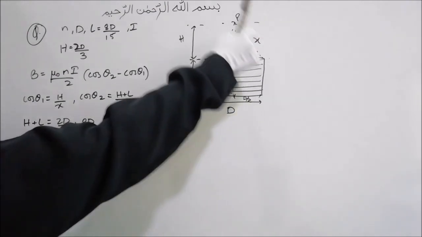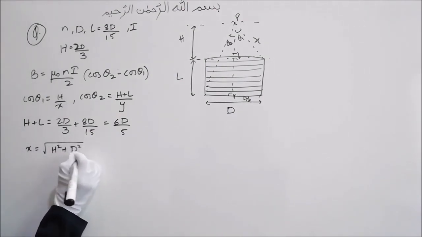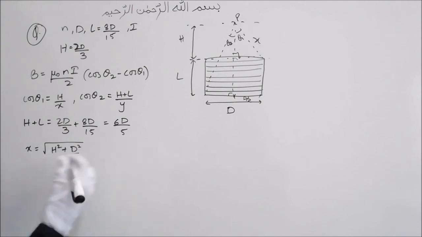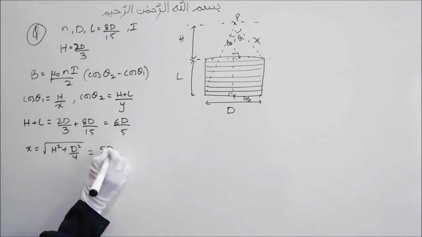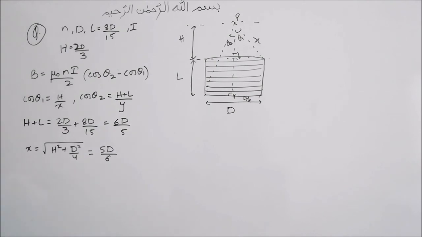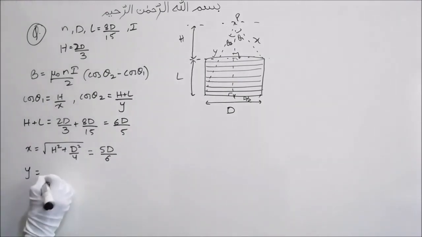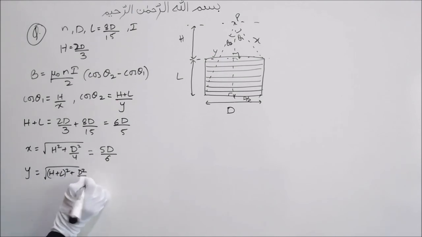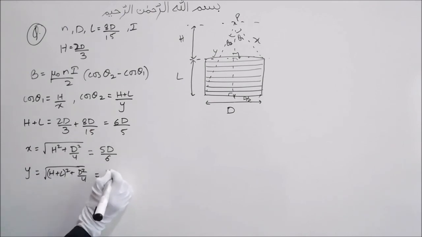What is the value of x? x is the hypotenuse here, so that will be the root of h square plus (d by 2) the whole square, and this value comes out to be 5d by 6. Put the value of h, which is 2d by 3, and take the root, and we get 5d by 6. And the value of y, which is this entire distance, is equal to the root of (h plus L) the whole square plus d square by 4. Put the value of h plus L here, squaring and then taking the root, we get this value to be 13d by 10.